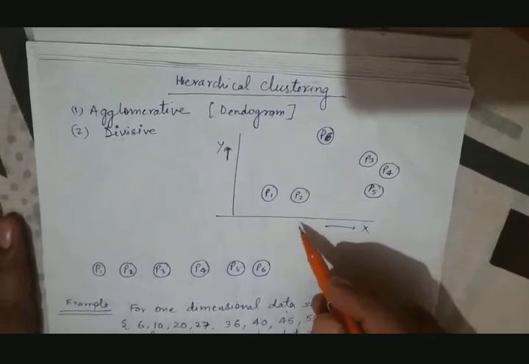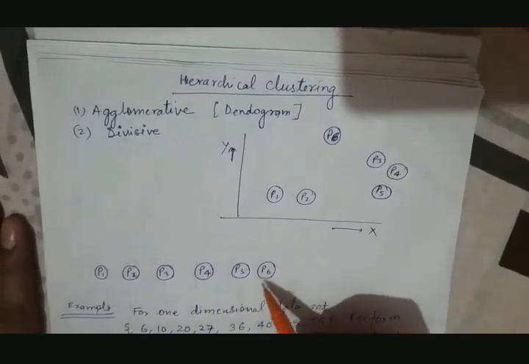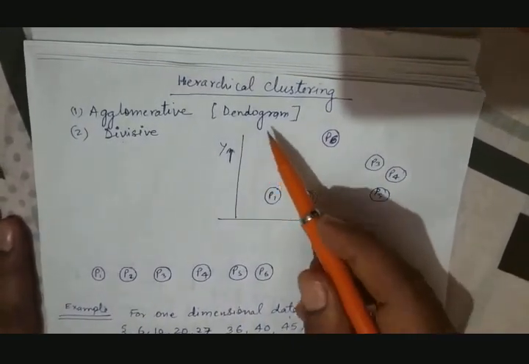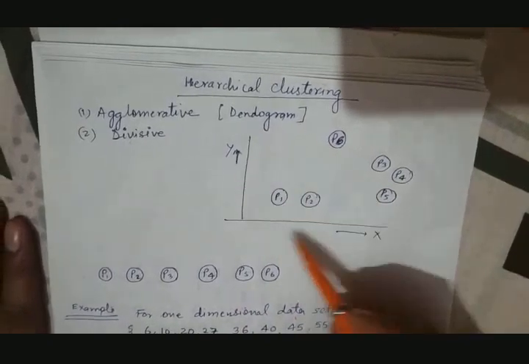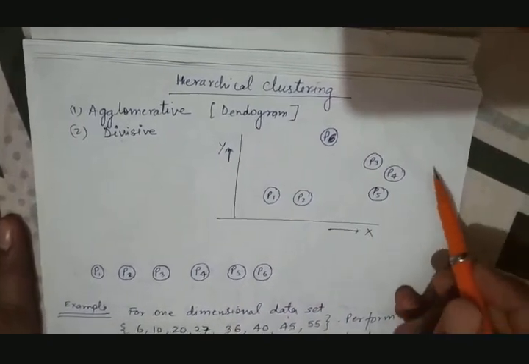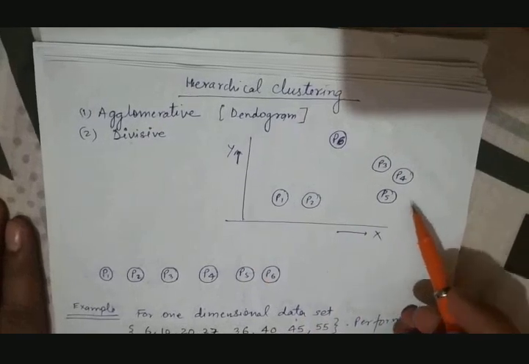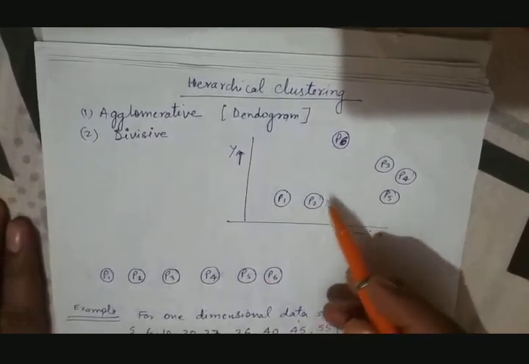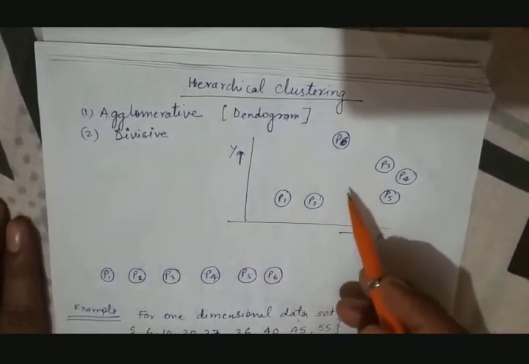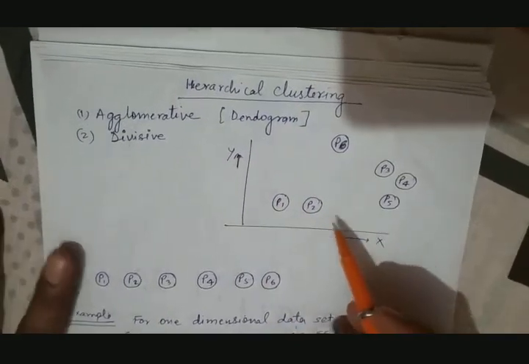Just see in this example how many data points we have. There are 6 data points, drawn on the xy coordinate, a two-dimensional coordinate. Based on the distance property, can we perform hierarchical clustering over here? Just see here.